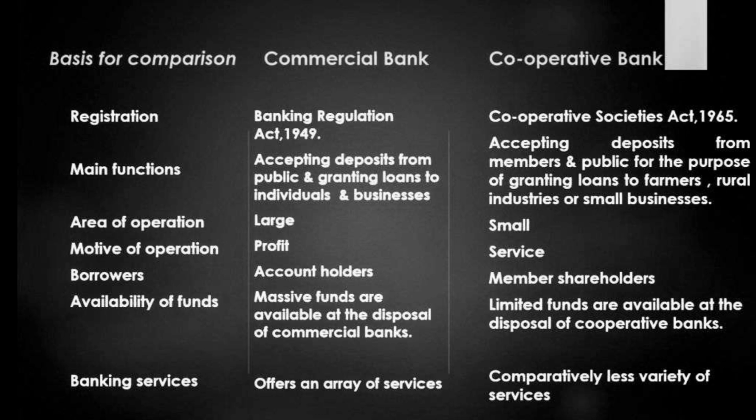Now the next one is banking services. Commercial banks offer an array of services to their customers such as deposit accounts like fixed deposit, recurring deposit, savings account, current account, etc. They also provide loans such as auto loan, home loan, and so on. They provide ATM services, credit and debit card facilities. They also act as an agent for collection of cheques, bills of exchange, etc. While in cooperative banks, the members are the owners and customers of the bank. At the same time, the bank offers services like deposit accounts such as savings and current accounts, safekeeping of valuables like locker facility, loans to customers, etc.